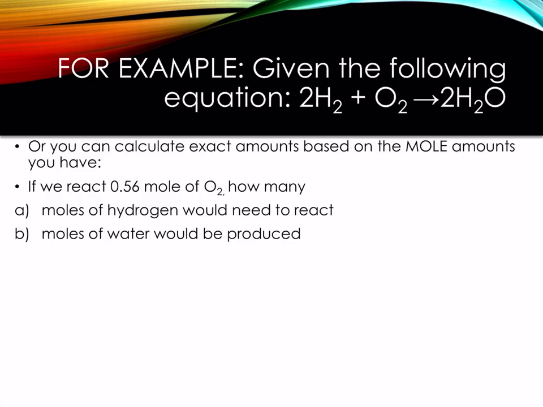Okay, so now back to this example. If we react 0.56 moles of oxygen, how many moles of hydrogen would need to react and how many moles of water would be produced? When you have this, we're going to set up a ratio. We are looking for the moles of hydrogen, so right away, we can put in an unknown variable. What's the most common unknown variable we use? X. So how many moles of hydrogen?